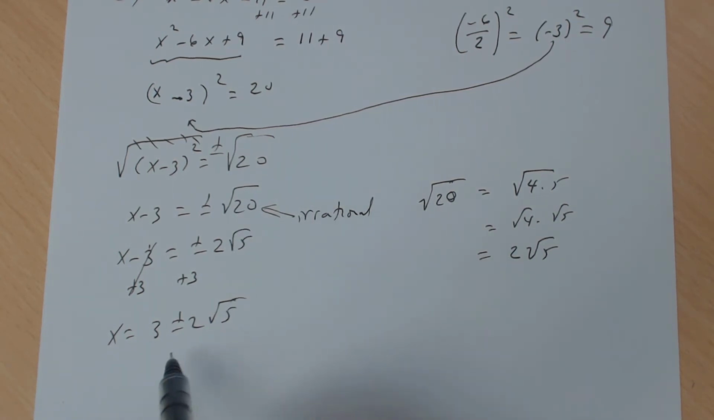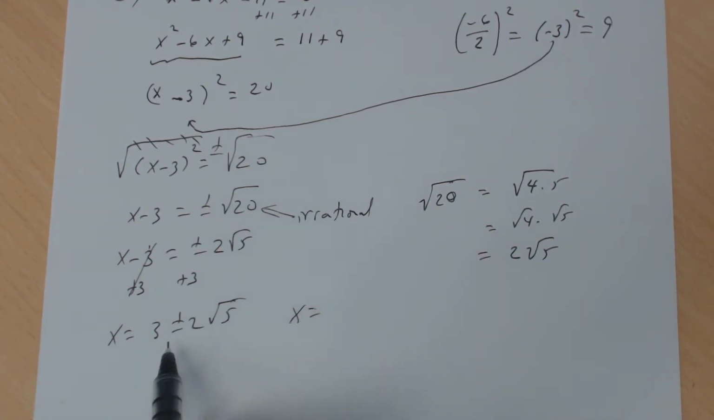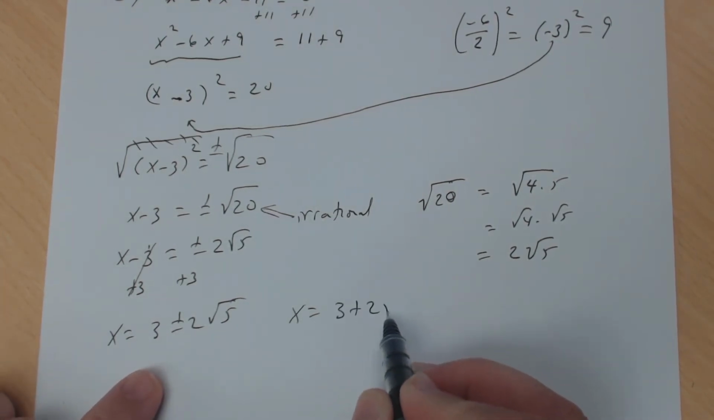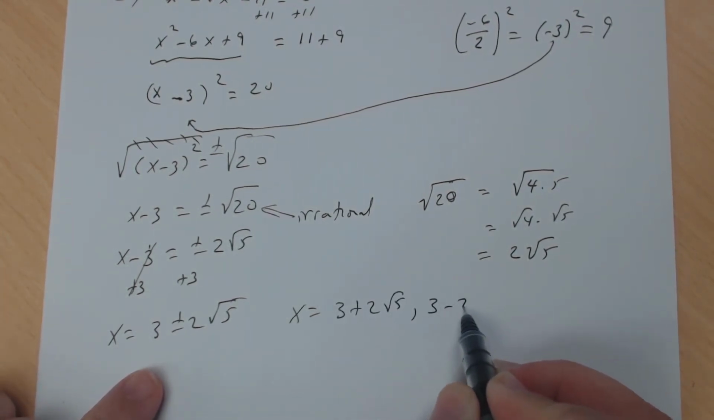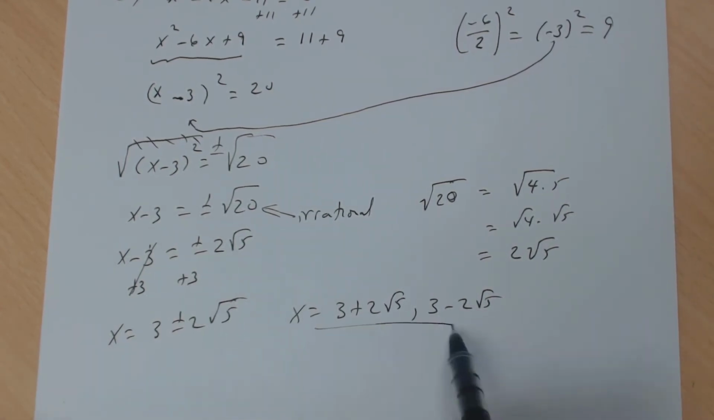If it's irrational, this is how you want to write it. You want to write it in compact form. Now, in my math lab, they're probably going to ask you to separate the solutions using commas. So you'd say 3 plus 2 square root of 5, comma, 3 minus 2 square root of 5. All right, so that's that one.